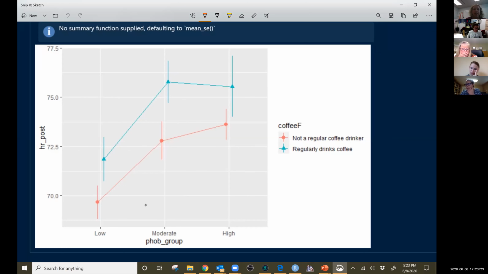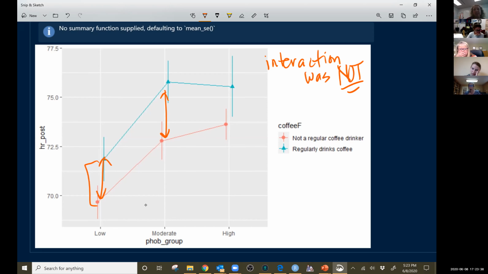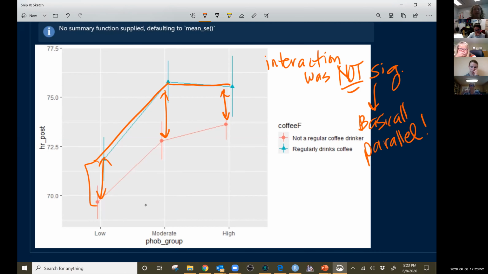even though it looks like the gap here is smaller and bigger here, because the interaction was not significant, that means the lines are basically parallel. So the gap is essentially the same all the way along them.